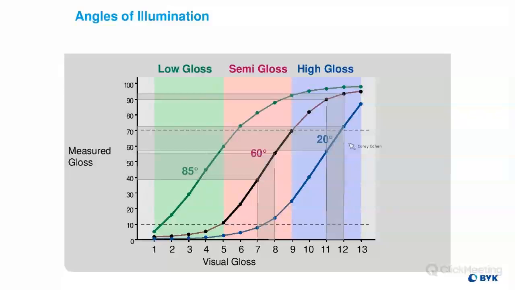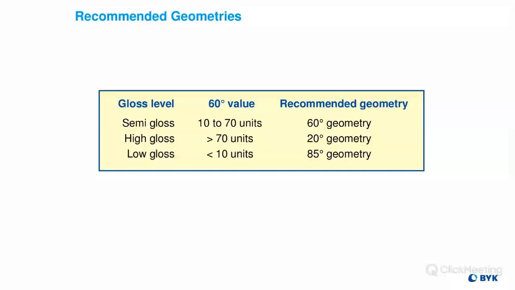And of course, in the high gloss range, that's the 20-degree, the specialist for high gloss surfaces. That's where the curve is nice and steep and even, and for the 60 and the 85, it's flattened out somewhat. So that is why we have three different gloss geometries that we use, three different geometries that we recommend.